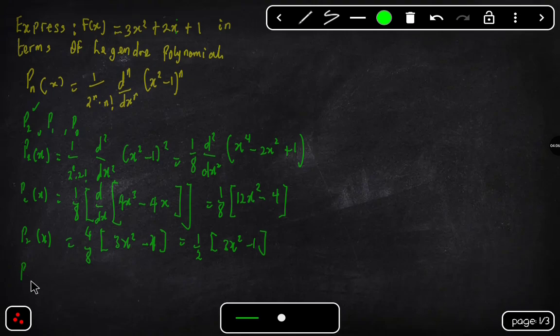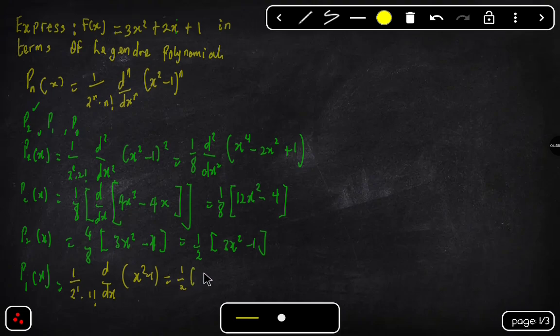Now let's find p1 of x. That is the next thing we want to do. So let's use another ink for that. So p1 of x, that is when n is equal to 1. So we are going to have 1 over 2 raised to the power of 1, then multiply by 1 factorial, then multiply by d dx. That is, you are going to differentiate this just once, x squared minus 1. And 2 raised to the power of 1 will give us 2. 1 factorial is 1 times 1, which is 1. Okay, then we are going to have 1 over 2 into bracket.